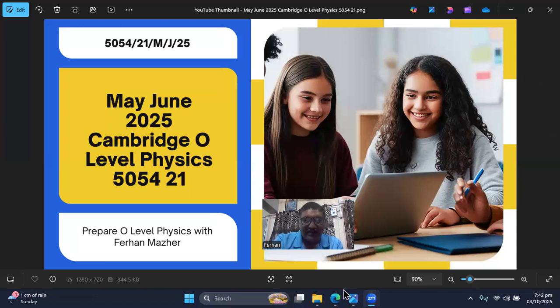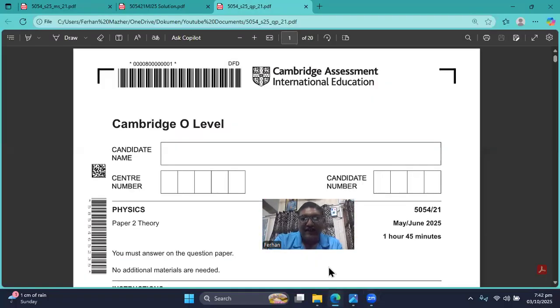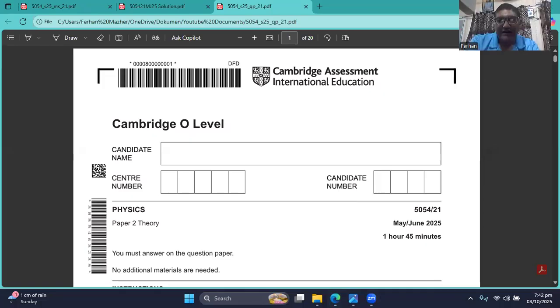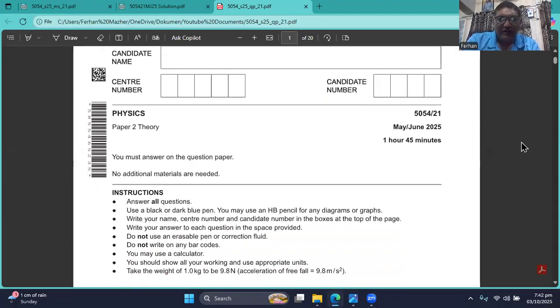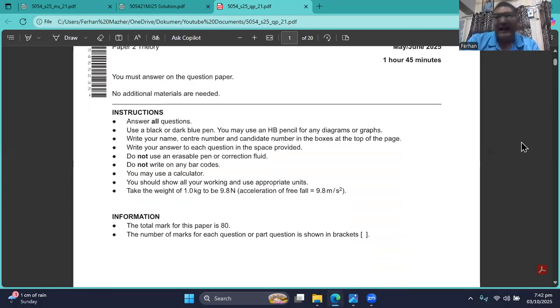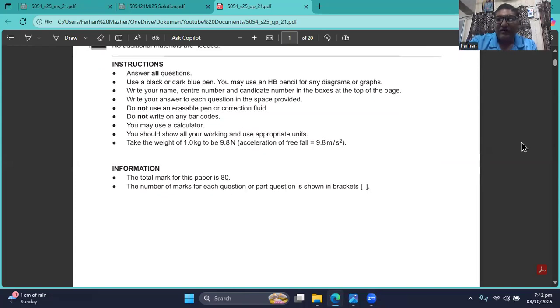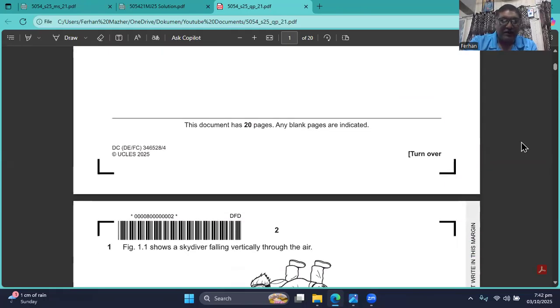So let's start today's paper. This is Cambridge O-Levels Physics 5054, and this is the May-June 2025 2-1 paper. The time allotted for this paper is 1 hour and 45 minutes. The total marks for this paper are 80, and the value of g in this paper we will take as 9.8 meters per second squared. A calculator is allowed in this paper.